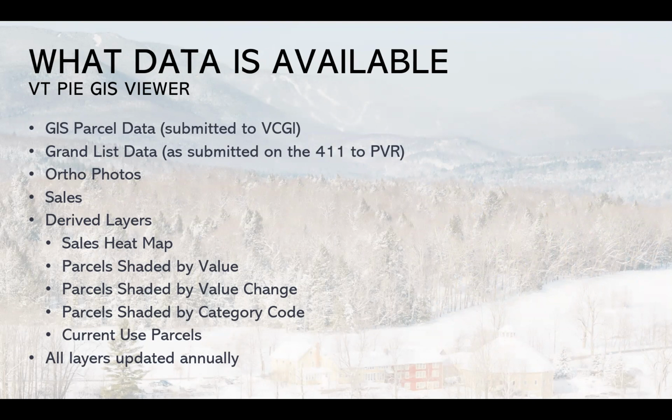We have ortho photos, so aerial imagery. We have sales, and we have some derived layers. So a sales heat map, parcel shaded by value, parcel shaded by value change, parcel shaded by category code. We have current use parcels, and all of these layers are updated annually. So as we look in the system, I'll talk you through the different layers that are available and how you access them.